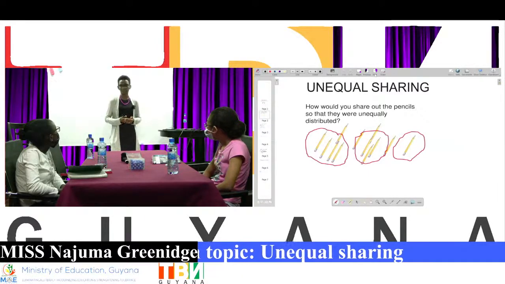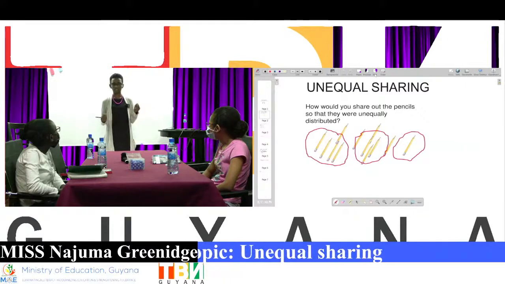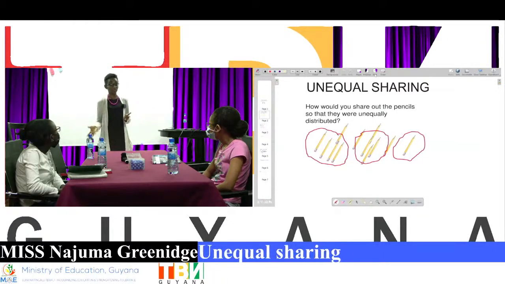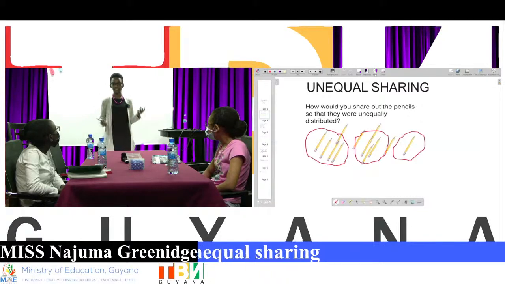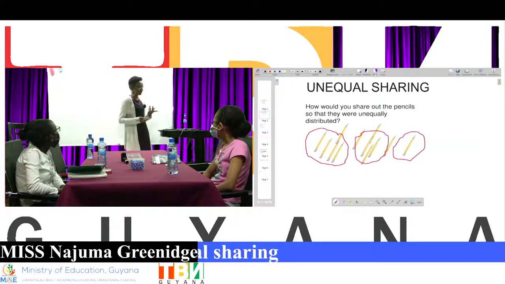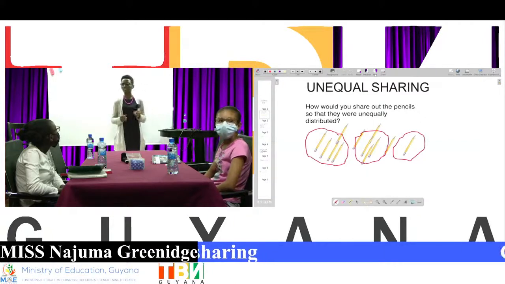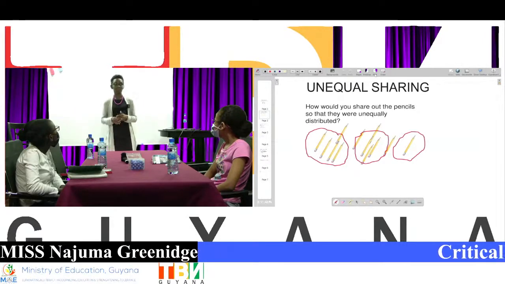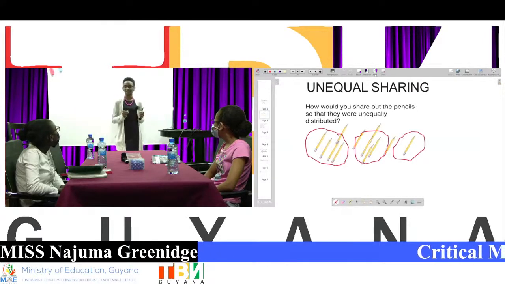Even in the workplace, you have varying degrees of salary. Some persons get a high salary, some persons get a small salary, and that is dependent on the type of job that you do as well. So that's how the world is set up. Unequal sharing means you're not going to have the same amount. Somebody's going to have a larger portion than somebody, or somebody's going to have a lesser portion than somebody.